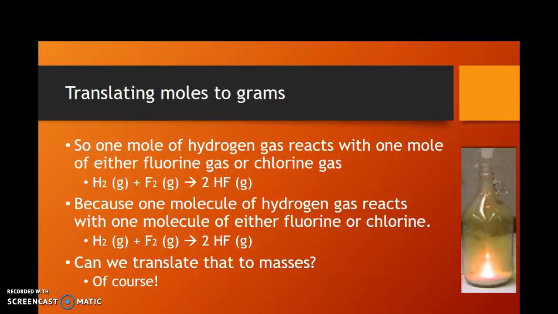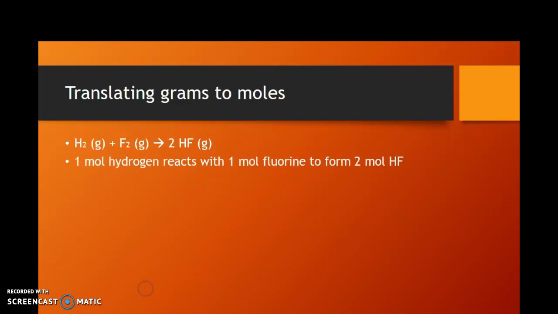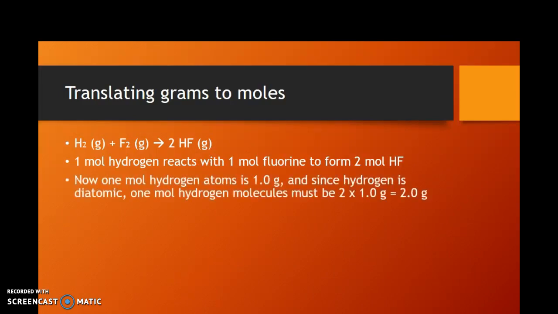Of course we can. We have the atomic mass table from the previous slide. So, to translate grams to moles and moles to grams, here is one of our reactions. Hydrogen and fluorine gases react to form hydrogen fluoride. 1 mole of hydrogen here reacts with 1 mole of fluorine to form 2 moles of hydrogen fluoride.